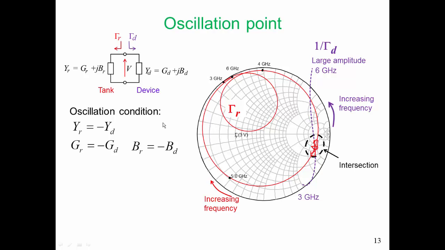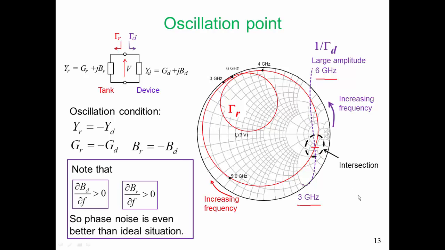Okay, summarizing, our oscillation condition is that YR is equal to minus YD. That's the same as saying that gamma R is equal to 1 over gamma D at oscillation. So GR is equal to minus GD, BR is equal to minus BD. So note that the derivative of BD with respect to frequency is greater than 0, and so the derivative of minus BD with respect to frequency is less than 0. The derivative of BR with respect to frequency is greater than 0.